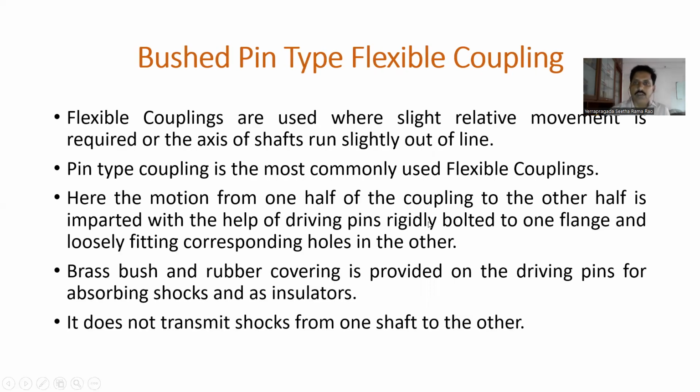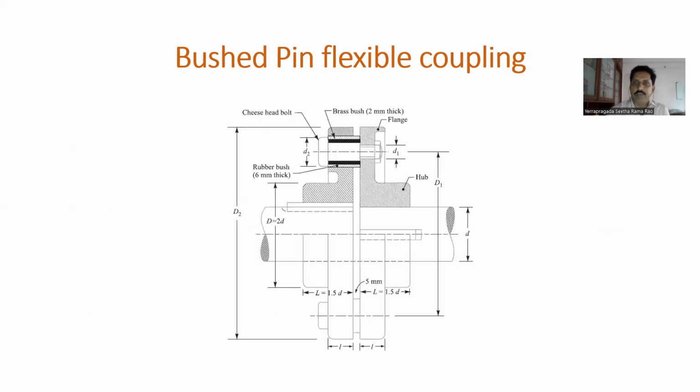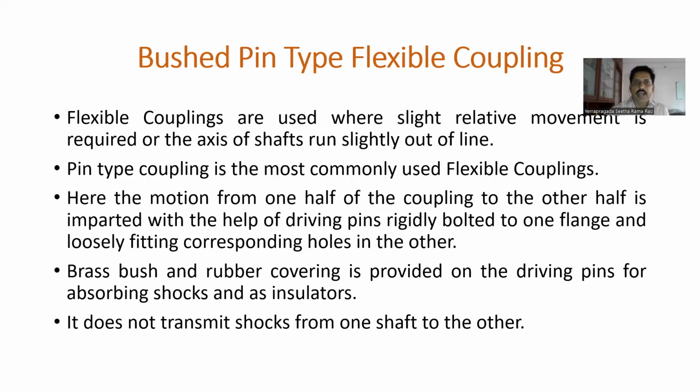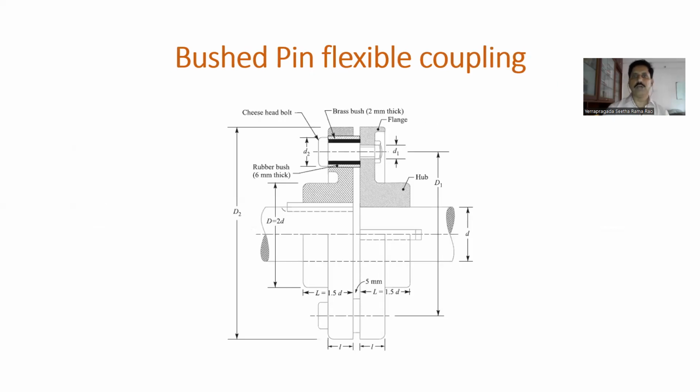The motion from one half of the coupling to the other half is imparted with the help of driving pins, which are rigidly bolted to one flange. You should observe here how these are rigidly fixed to the flange, and loosely fitting in corresponding holes in the other. Brass bushes and rubber covering are also provided on the driving pins for absorbing shocks, and it does not transmit any kind of shocks from one shaft to the other. This is about the bush pin flexible coupling.